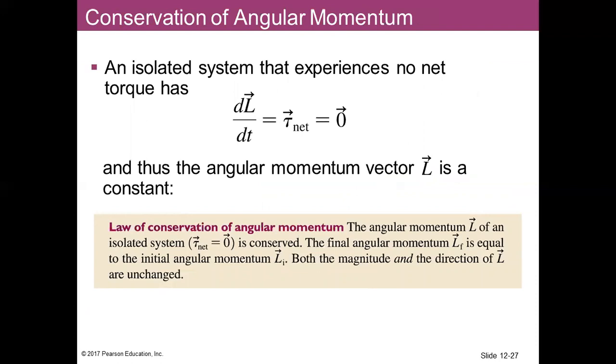Now if the system is isolated, then the rate of change of angular momentum is zero, which means the net torque is equal to 0. Which means the angular momentum is constant. Then we have the law of conservation of angular momentum, which states that the angular momentum L of an isolated system is conserved, which means that the final angular momentum is equal to the initial angular momentum. So it is conserved for both the magnitude and the direction.